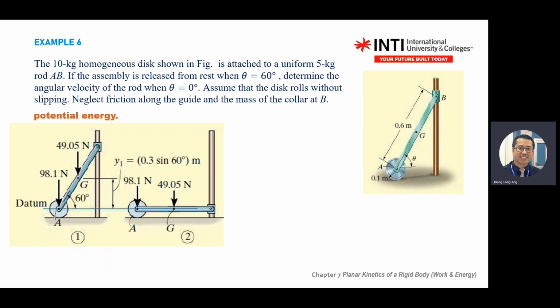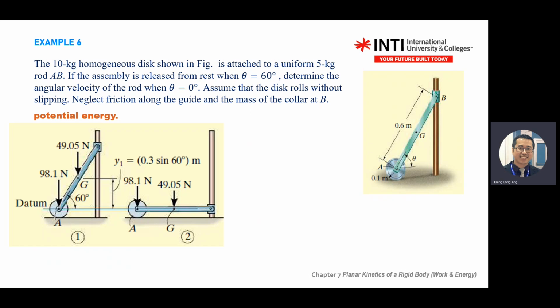This mass also, because the disk was given, right? So you need to give W for the disk. Then there are only two because it tells you to ignore friction. So there's no friction here, and this one was without slip. So you want to consider friction, right? So after, then you have weight on the disc and also weight on the rod. Okay, and then 60 degree, 0 degree.